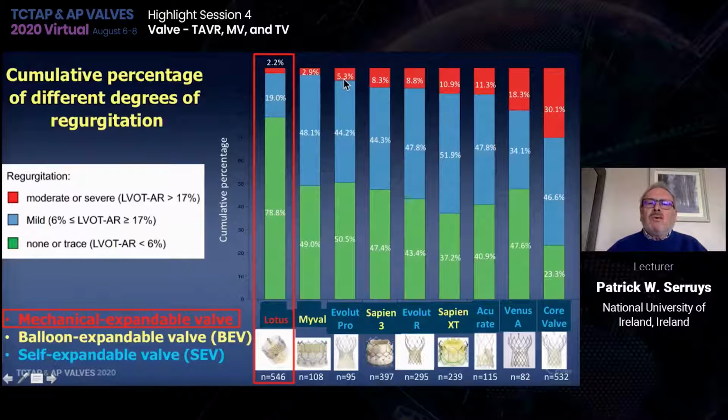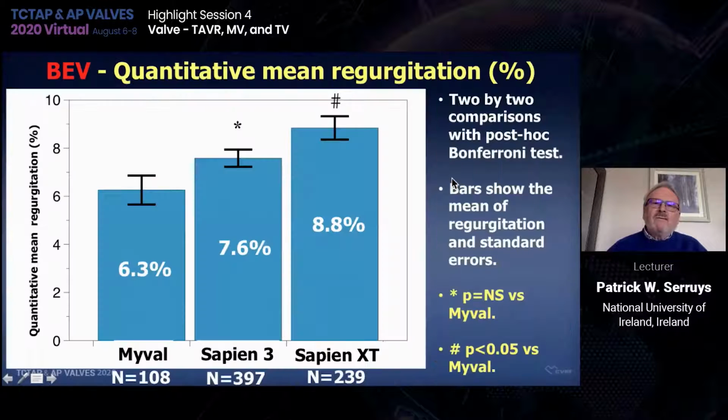We have Evolut Pro with 5.3, SAPIEN 3 8.3, Evolut R 8.8, SAPIEN XT 10.9, Accurate 11.3, Venus, the Chinese, 18.3, and historically the CoreValve. If you look only at the balloon expandable valves, we are pleased to see that the MyValve made a very good entry in the European market with 6.3%, as good as the SAPIEN 3, 7.6%, and the SAPIEN XT.